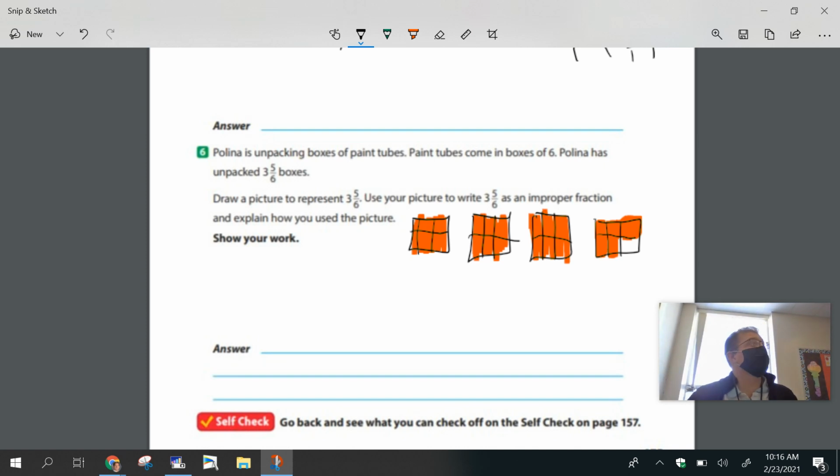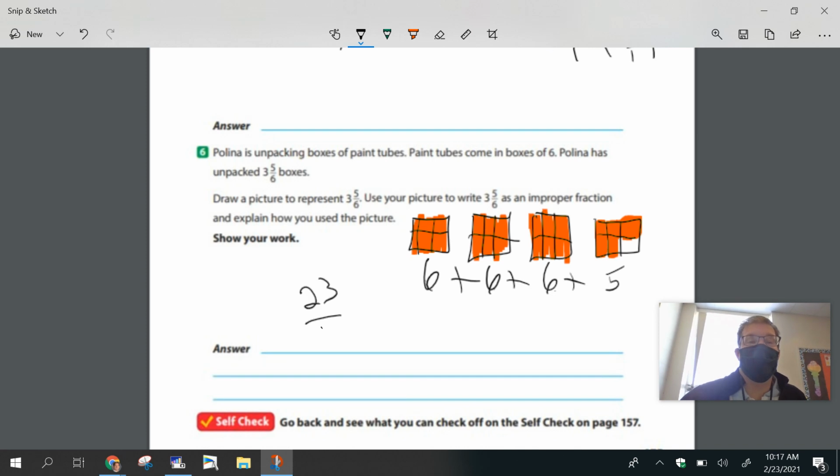Yes, Bryson. I did 4 rectangles, and then the last one I did 5 shaded out of 6. Yep, perfect. Now, what's your improper fraction? So this has 6 shaded, 6 shaded, 6 shaded. 6 plus 6 plus 6 is 18, plus 5, 23 over 6.